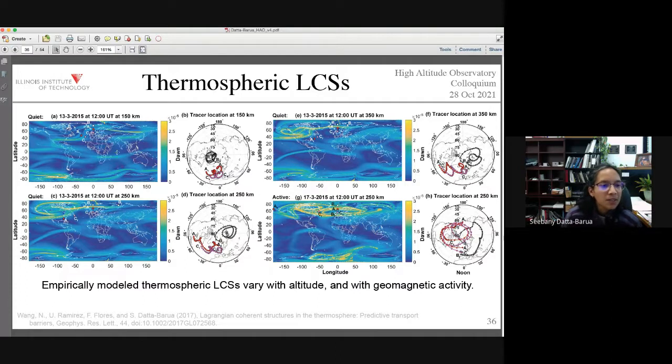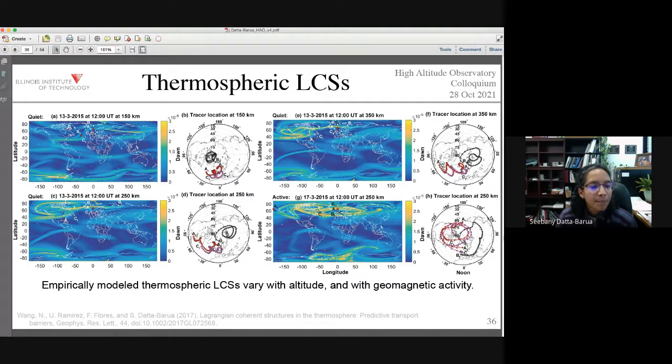So what we can see is that going from 150 to 250 to 350, the LCS structures differ with altitude, and they do become stronger, sort of more pronounced at these higher altitudes here.